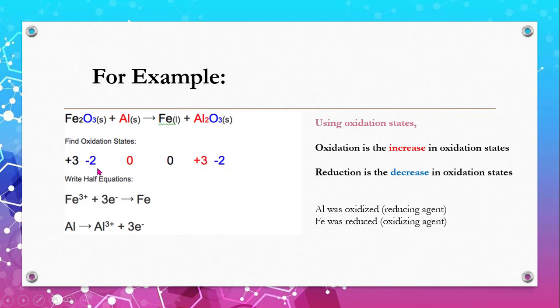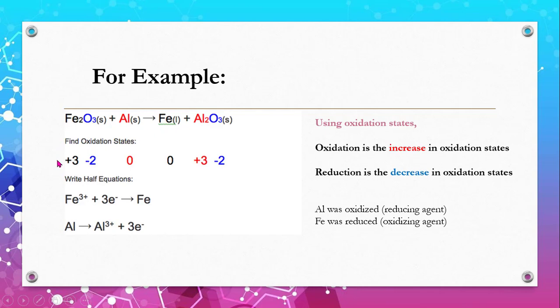Now, before, when we were looking at redox reactions, I would have asked you to look at the changes in the individual atoms, right? So here we can see the change in iron, right? It went from Fe3+ to Fe, right? Which indicated that it would have gained 3 electrons.